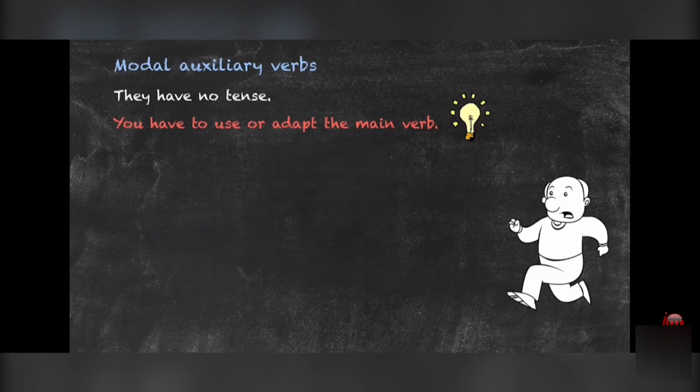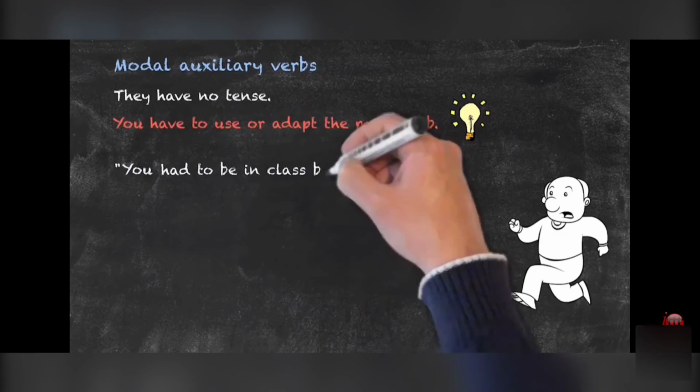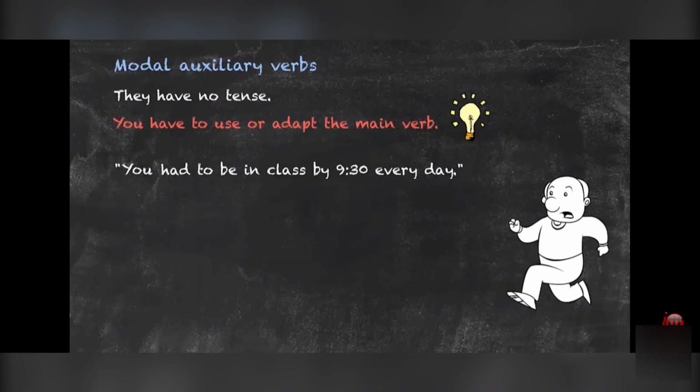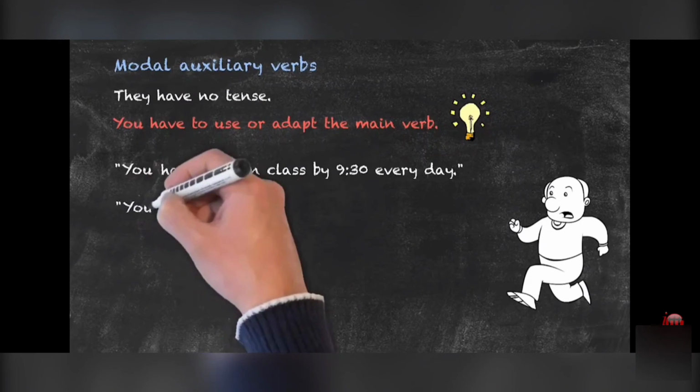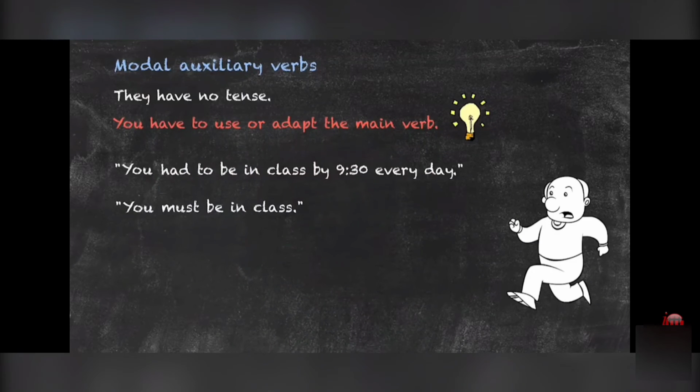Let's have a look at the difficulties with semi-modals using had to as another example. "You must be in class." Change the you to he, and the must stays the same. "You have to be in class." Change to he, and have to changes to has to.